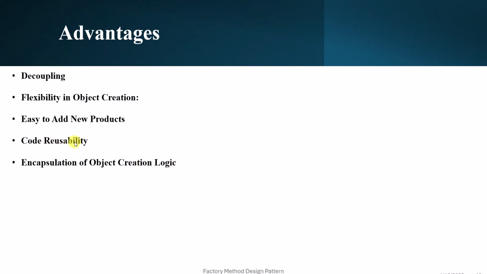The next is code reusability. Factory method centralizes the object creation logic. If the object creation involves complex initialization or setup steps, this logic can be reused across the system. So this gives code reusability, which is one of the advantages of using the factory method design pattern. Another one is encapsulation of object creation logic. Here the complex logic of object creation can be encapsulated within the factory method, making it easier to maintain and modify in the future.